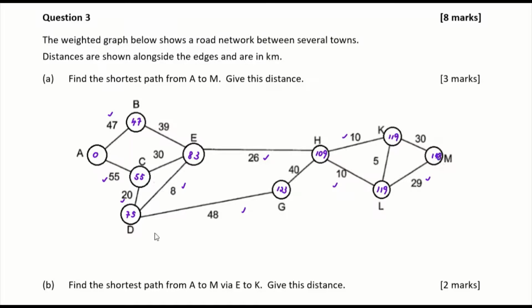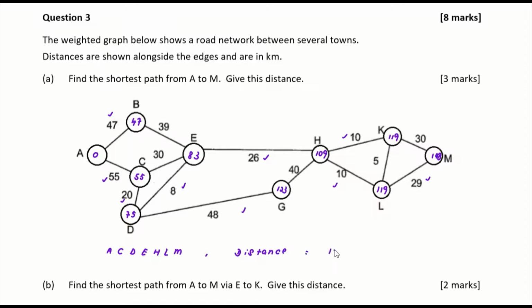So let's try to trace it back. So we have the ending at M, then after that we use L. So before L we have H, before H we have E, before E we have D, before D we have C, and then go back to A. Okay, so that's why your answer should be A, C, D, E, H, L, M, with the distance of 148.